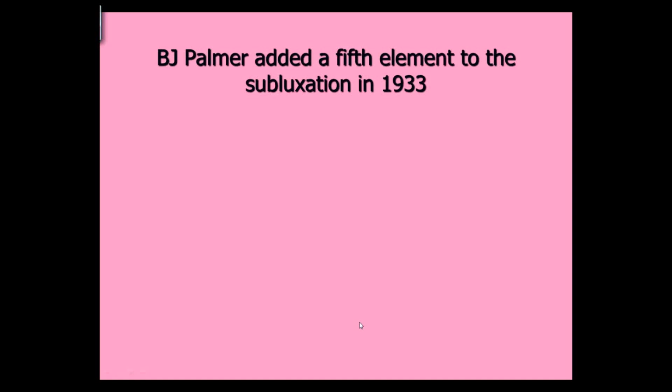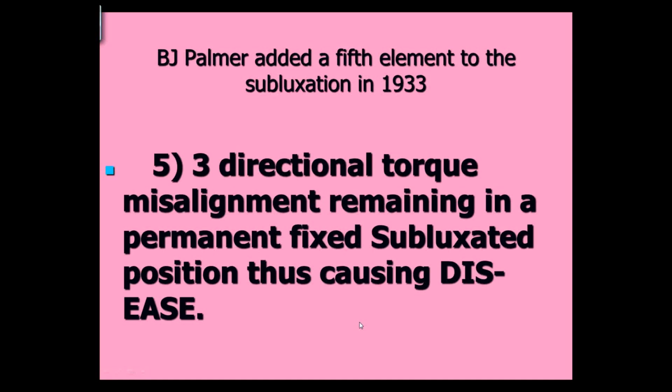B.J. Palmer later added a fifth element to the subluxation. What he talked about is this three-directional torque misalignment. What he was talking about here is that the vertebrae in the upper cervical area would misalign in a three-directional torque misalignment that would be a fixed position, and because of time and staying in this fixed position, it would create a situation of dis-ease.